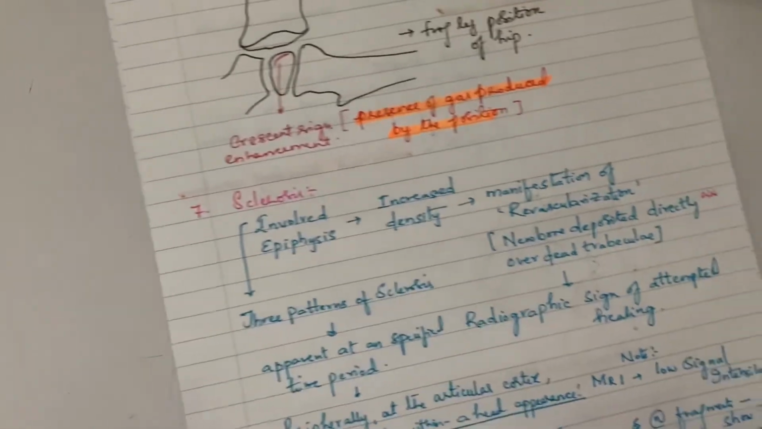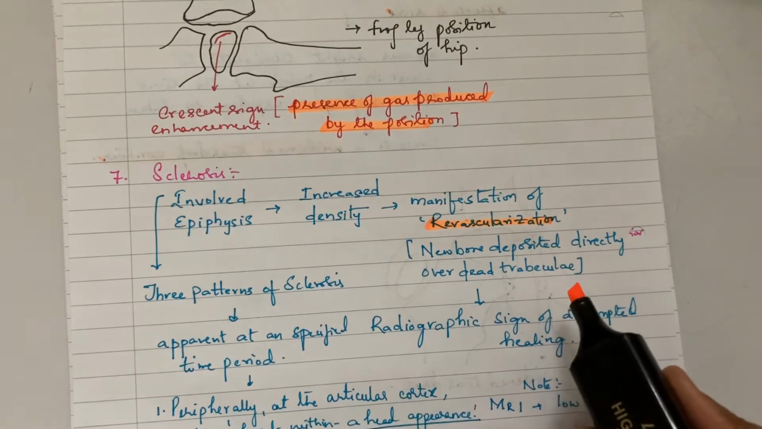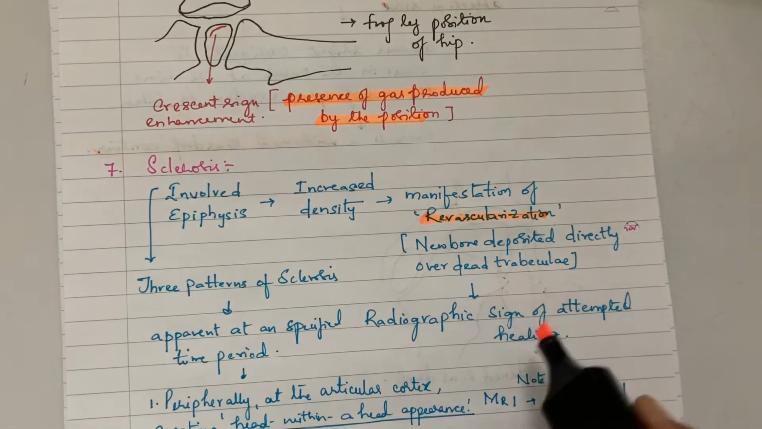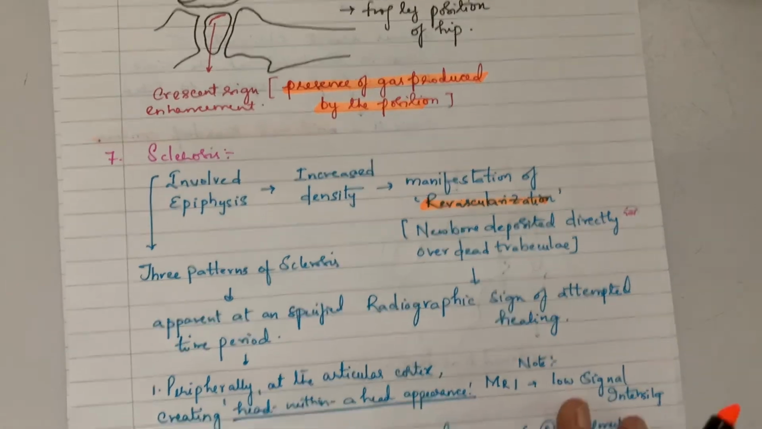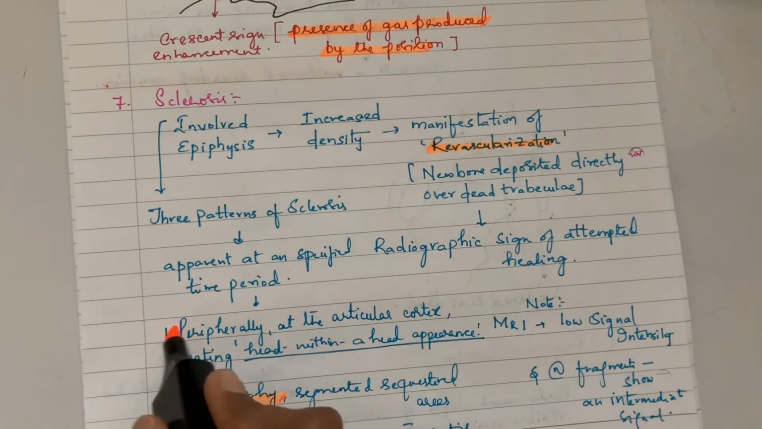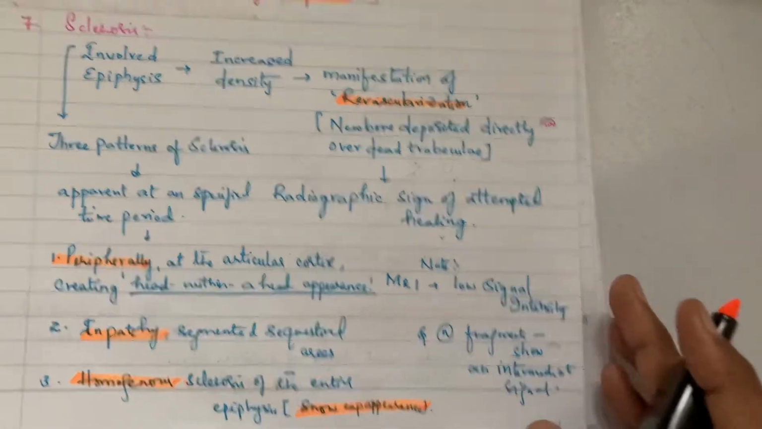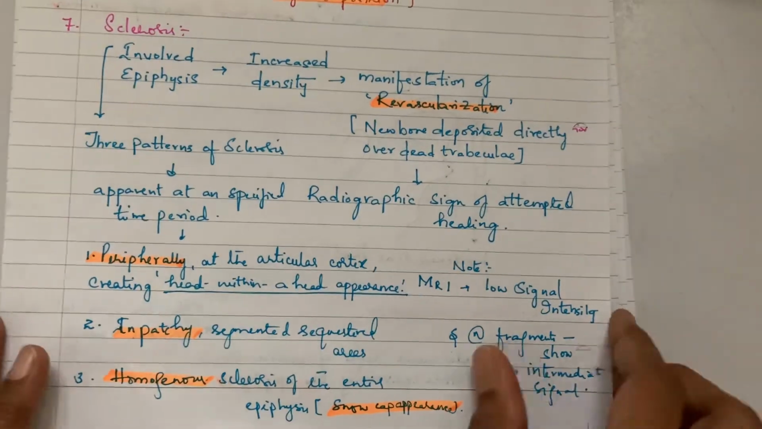Then coming to sclerosis. In the involved epiphysis, there will be increased density, a manifestation of revascularization, with new bone deposited directly over dead trabeculae. This is a radiographic sign of attempted healing. This causes sclerosis. There are 3 patterns of sclerosis apparent at a specific time period. Peripherally at the articular cortex, sclerosis giving a head within head appearance. Patchy, like segmental sequestered areas, or homogeneous sclerosis giving snow cap appearance. It can be homogeneous, it can be patchy, it can be peripherally located. On MRI, sclerosis shows low signal intensity with a normal fragment showing intermediate signal intensity.